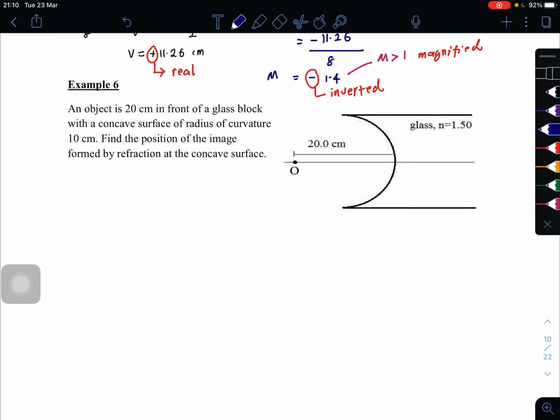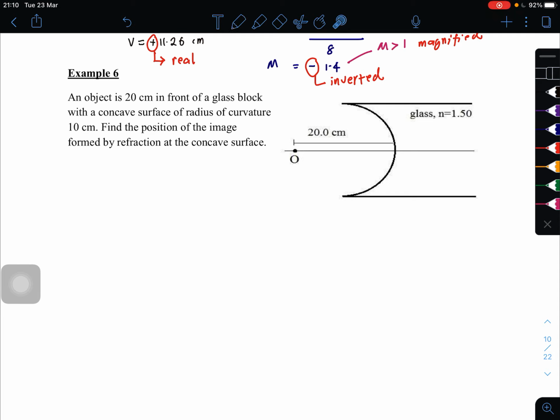Okay, now kita tengok example 6 pula. An object is 20 cm in front of a glass block with a concave surface of radius of curvature 10 cm. Find the position of the image formed by refraction at the concave surface. So now kita ada concave surface. So ni adalah bentuk concave. Objek diletakkan di depan glass ni. And then glass dekat sini, the value for n is 1.5.